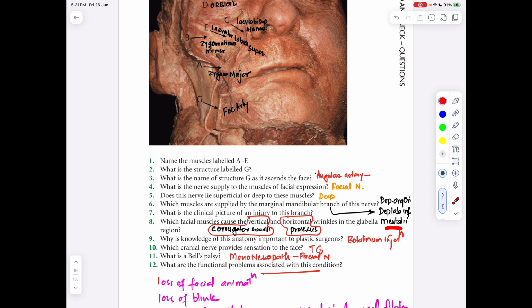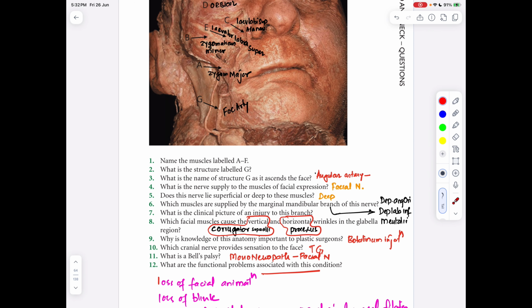What is the clinical significance of injury to this branch? So injury leads to loss of the depressor of the lower lip and angle of the mouth. What is the clinical picture here? What is the facial muscle that causes vertical and horizontal wrinkles in the glabella, corrugator supercilii and procerus? Why is knowledge of anatomy important to plastic surgeons for injection of botulinum toxin?